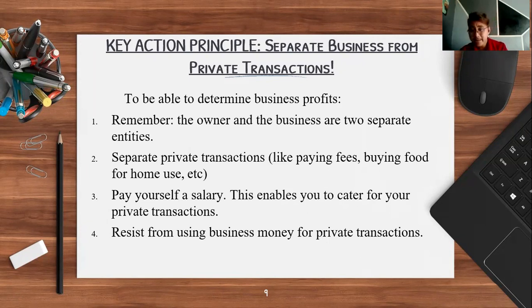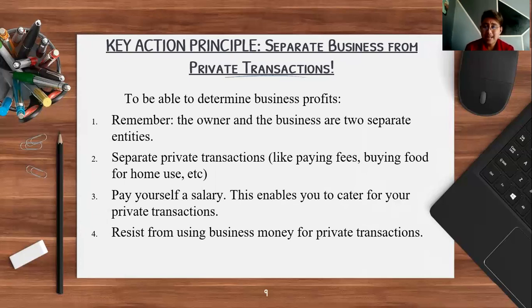So that we can determine the business profit, first we need to remember that the owner and the business are two separate entities. Okay? Tandaan po yan. Ang pera ng negosyo ay para sa negosyo. Ang pera mo ay para sa iyo. Next, separate private transactions, like paying fees, buying food, or for home use, and etc. You need to separate your private transaction from the business. Kung hindi naman to para sa negosyo, wag mong gamitin yung pera ng negosyo.